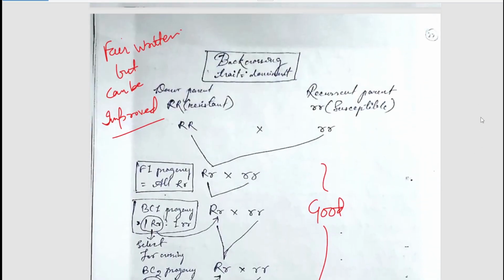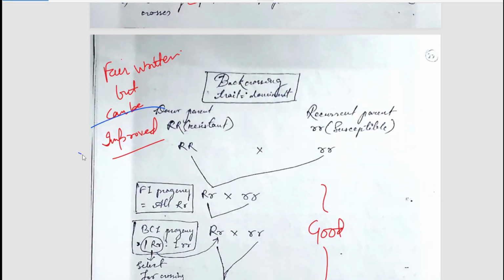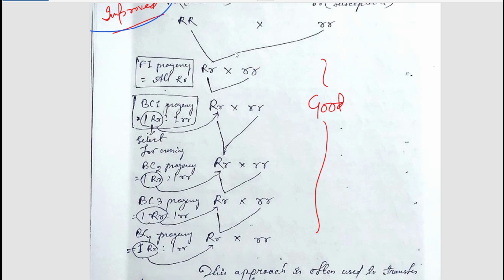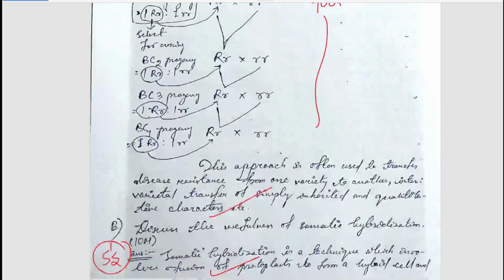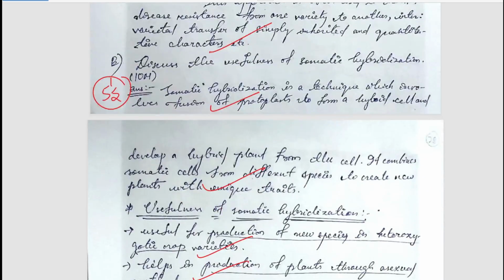But the student has mentioned only backcross breeding, which needs to be improved. Other features can be written here. But fairly written, the backcross breeding has been well mentioned. Now let's move to the next question.